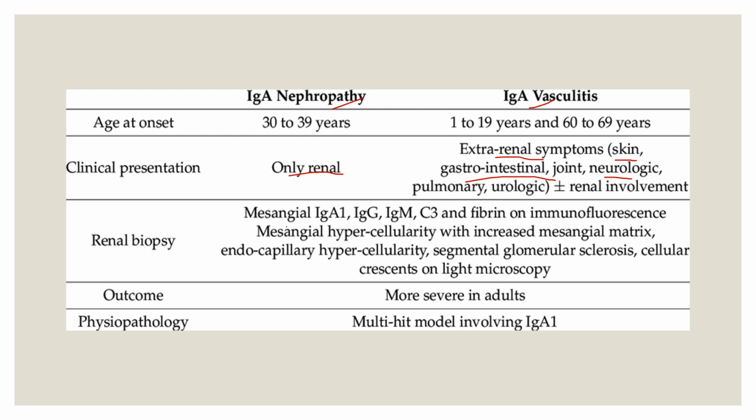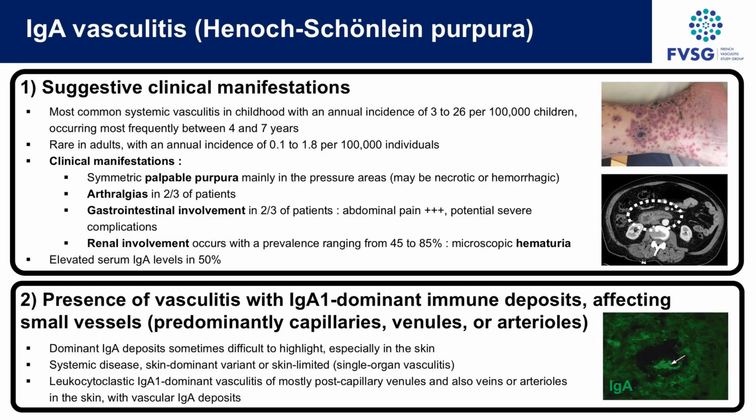So both include mesangial depositions of immunoglobulins and C3. There is mesangial hypercellularity, and it is more severe in adults. Again, IgA vasculitis is otherwise called Henoch-Schönlein purpura, and it includes palpable purpura, arthralgias. There can be GI involvement, renal involvement with microscopic hematuria. Serum IgA levels are elevated in 50% of cases. So this is the IgA deposition.